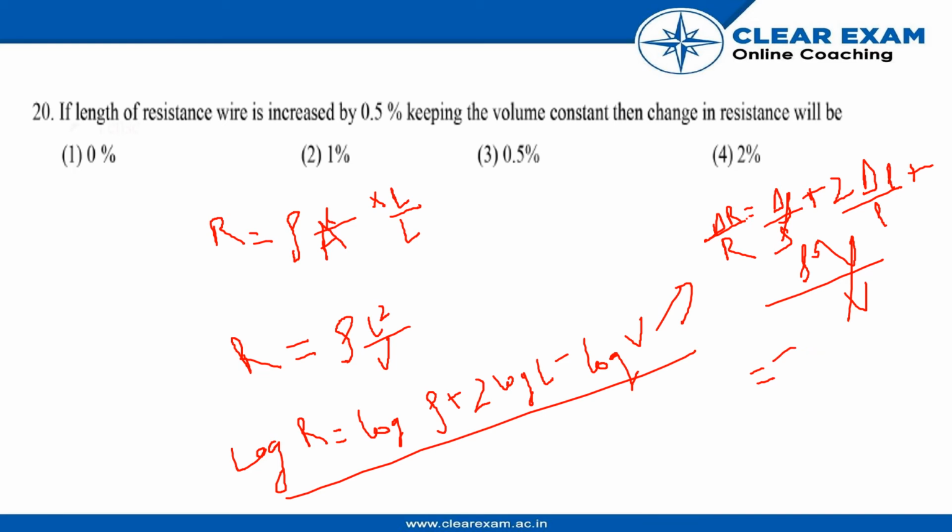So now we will have the percentage change on this one, 2 delta L by L. There will be a percentage change. It has been given in our question that it is 0.5. So here also we will multiply by 100, and our delta R by R will also get multiplied by 100.